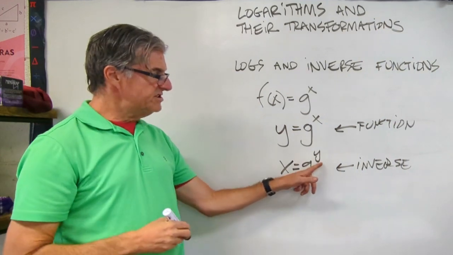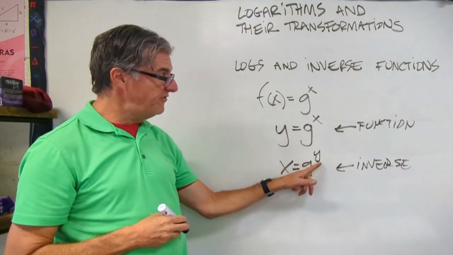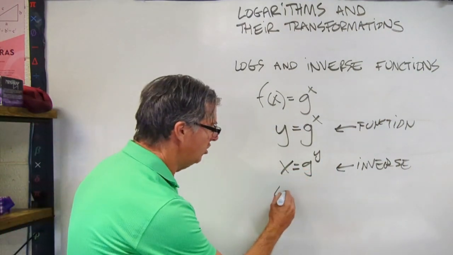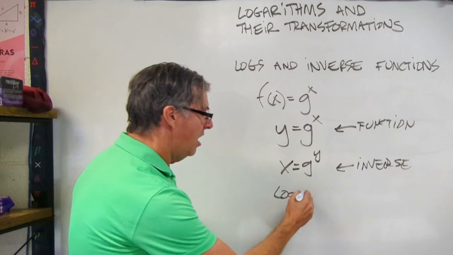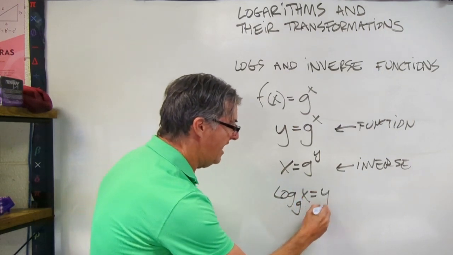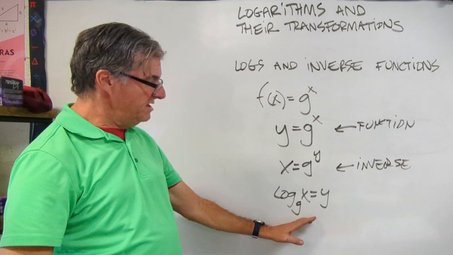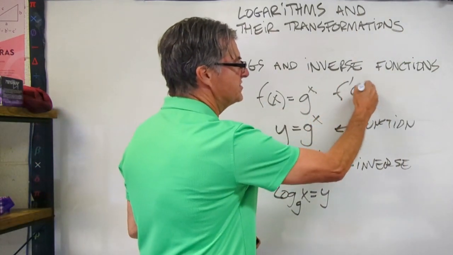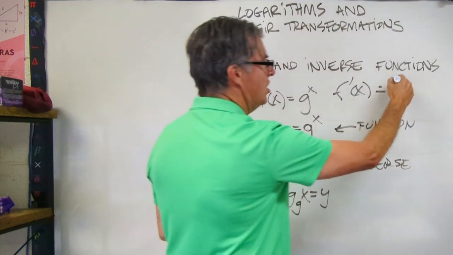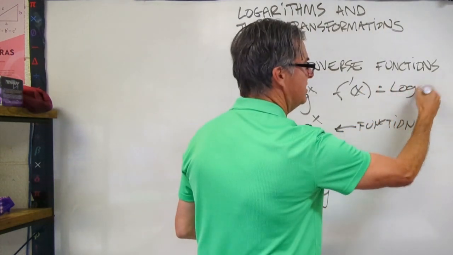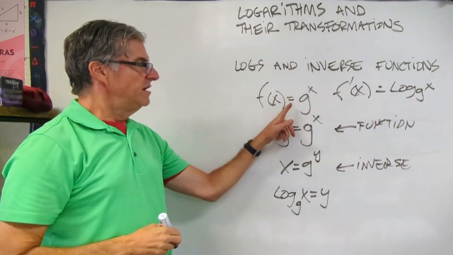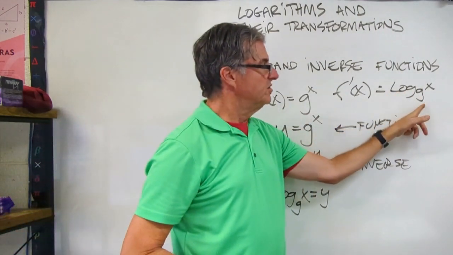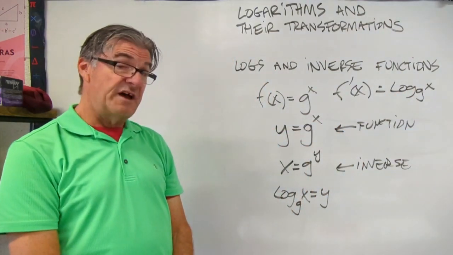Now let's solve this for y. Okay? Let's figure out the log equation that lets us find out what y is. And that would be log g of x equals y. Okay, so what this result means is that if this is f of x, then f inverse of x is this. It's log g of x. So the function, g to the x, the inverse of that function is log g of x. So pretty sweet, huh? Pretty cool.